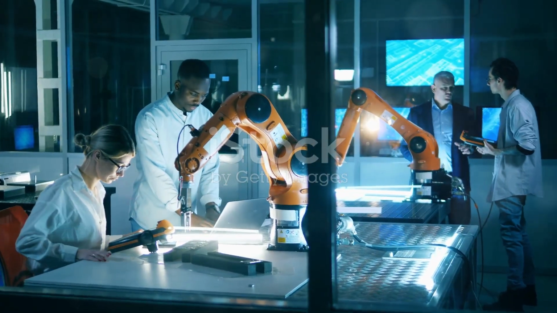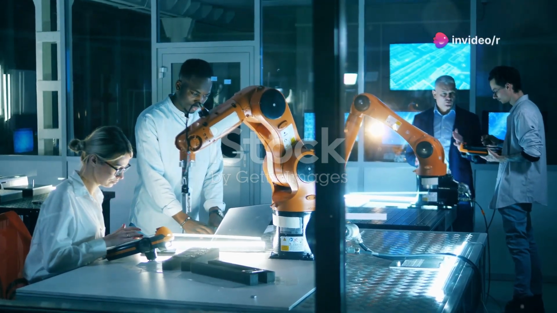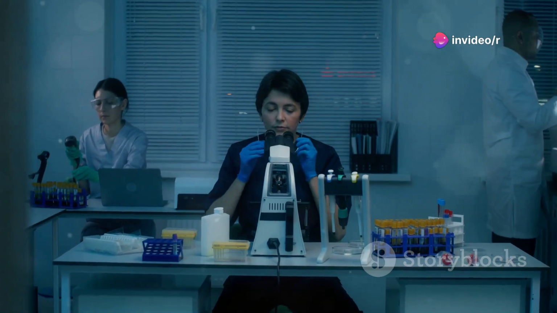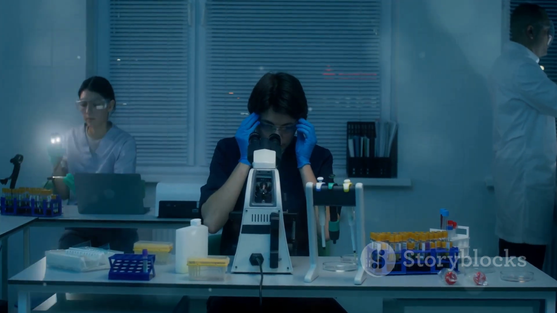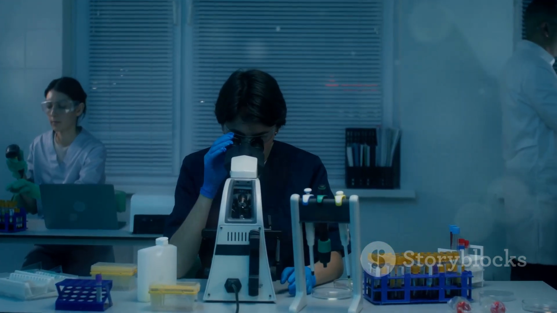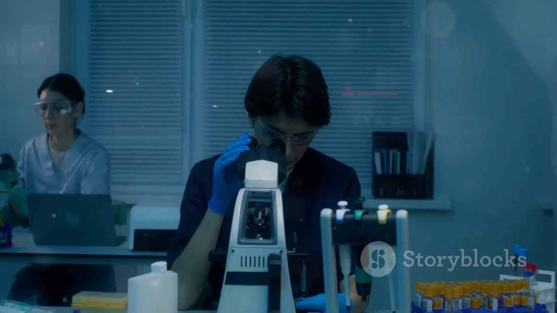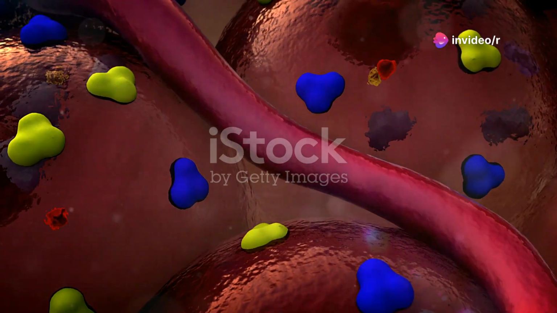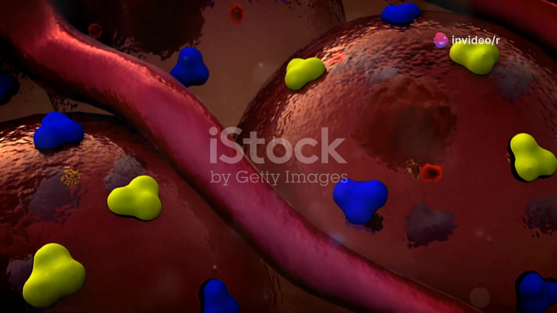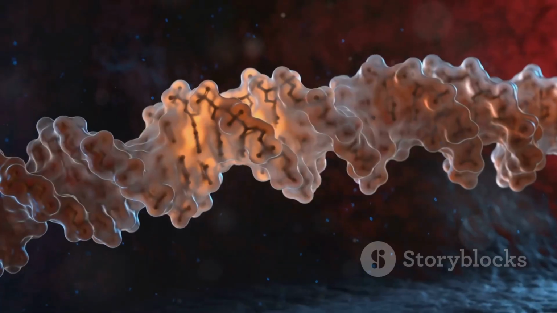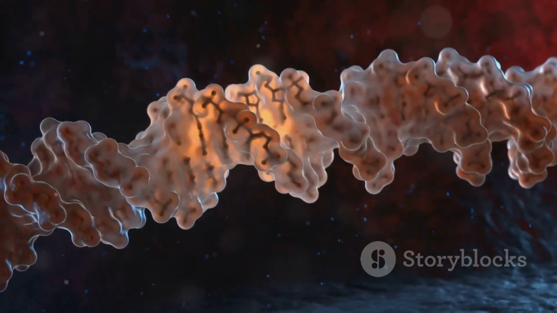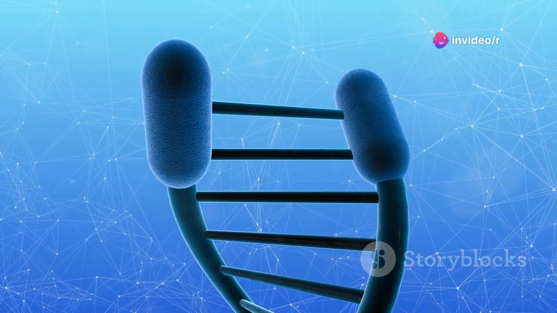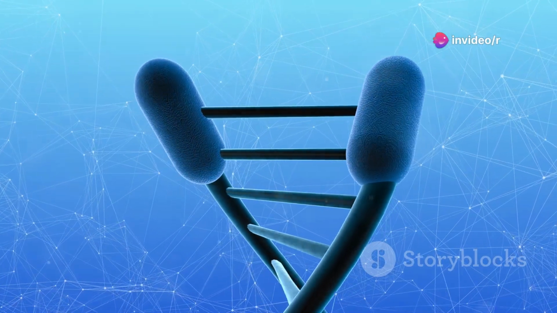Imagine a bustling assembly line where skilled workers decipher a coded message and use it to build a complex machine. In the cell, ribosomes act as these skilled workers, reading the mRNA code and using it to assemble amino acids, the building blocks of proteins, into long chains called polypeptides. The mRNA molecule, carrying its genetic message, attaches to a ribosome, the protein synthesis machinery of the cell. The ribosome then moves along the mRNA, reading the sequence of bases in groups of 3 called codons. Each codon specifies a particular amino acid, the building block of proteins.